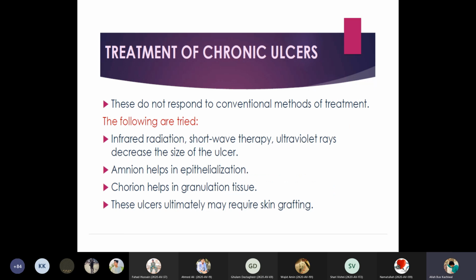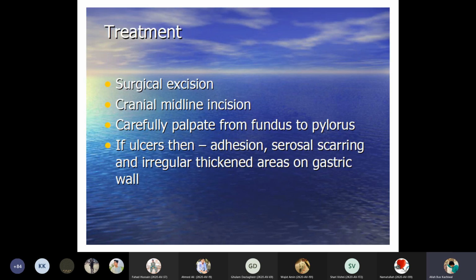Whereas the treatment of chronic ulcers: these do not respond to conventional methods of treatment. The following are tried: infrared radiation, shortwave therapy, and ultraviolet rays decrease the size of an ulcer, whereas amino acids help in epithelialization and choline helps in granulation tissue. These ulcers ultimately may require skin grafting. Ulcers which do not heal with conventional methods require surgical excision.